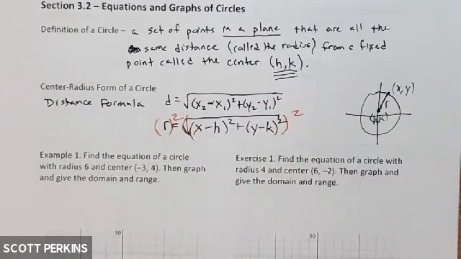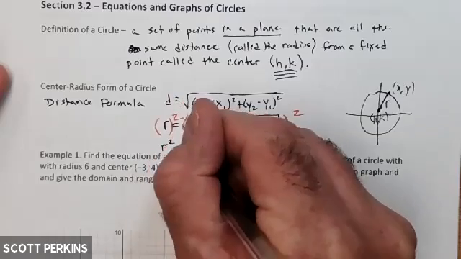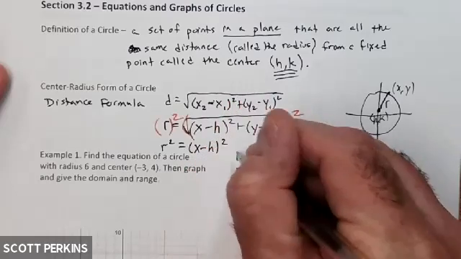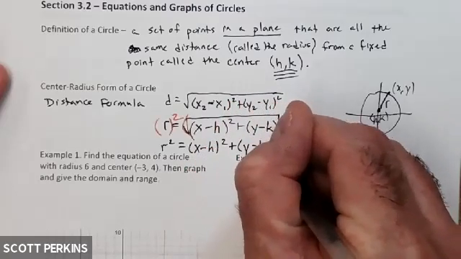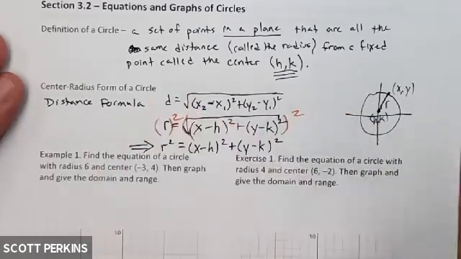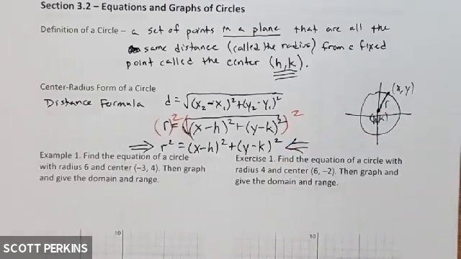That should seem familiar. We spent a couple sections talking about that. And so what I end up with, and what I'm going to write down now, is the center radius form of a circle. And it is this: r squared is equal to (x minus h) squared plus (y minus k) squared. So this is the equation that I want. That's the center radius form of a circle.